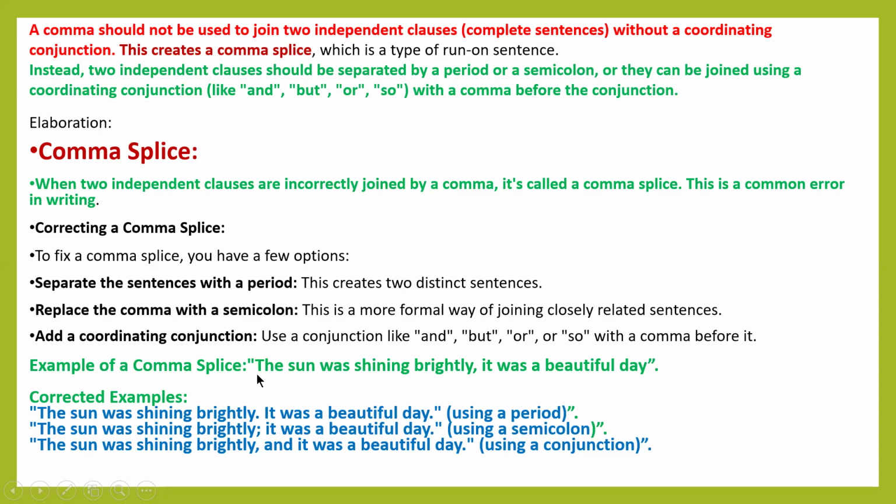So in this way, the sentence with a comma has an error. The sun was shining brightly, it was a beautiful day. How to correct the error? We have to use first a period, then a semicolon, then a conjunction. So the correct one is: the sun was shining brightly, comma, and it was a beautiful day. So this is known as a comma splice, when two independent clauses are incorrectly joined by a comma.